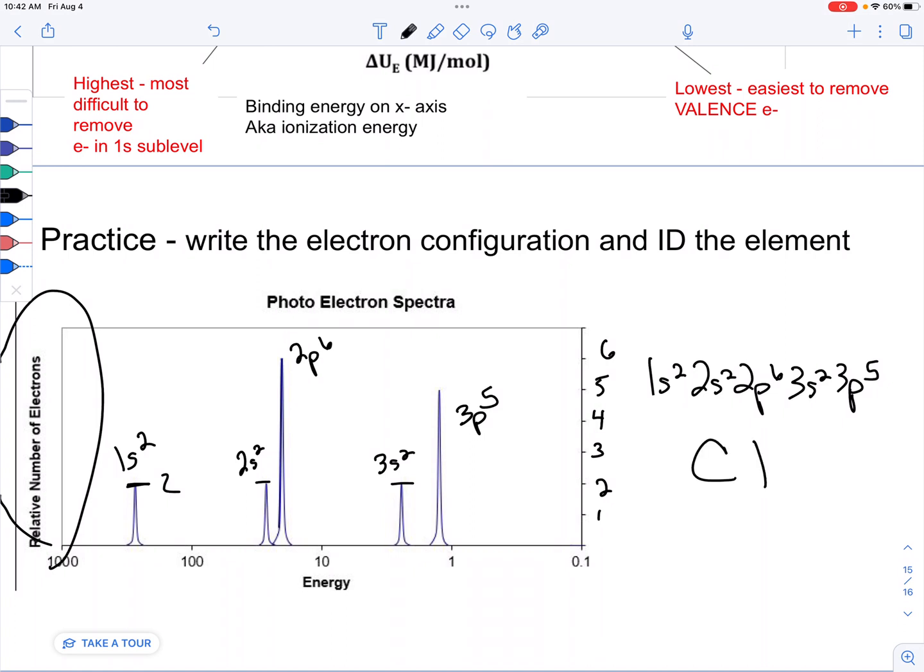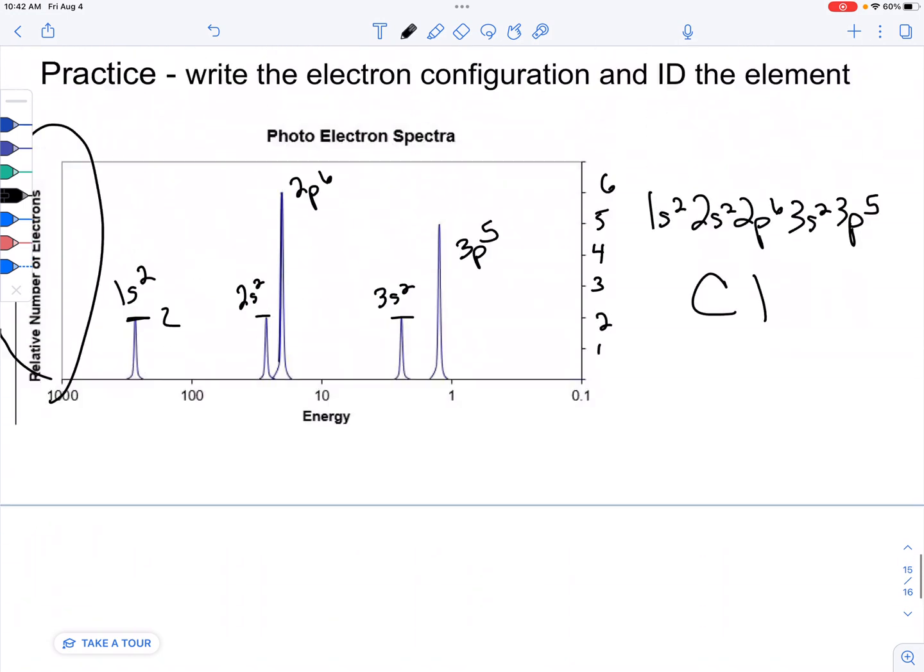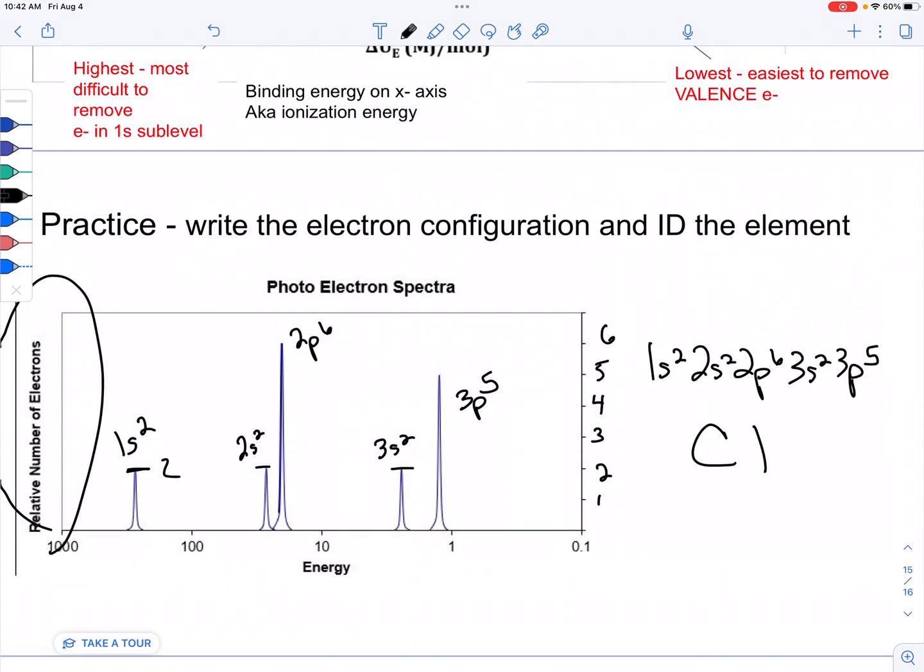chlorine. And we always assume these are in the ground state, and we'll talk more about ground state and an excited state. It's pretty simple. All right, and that's really the review from JV Chem.